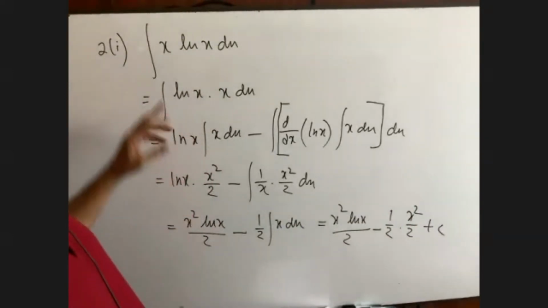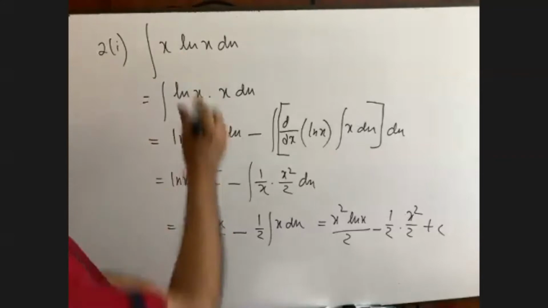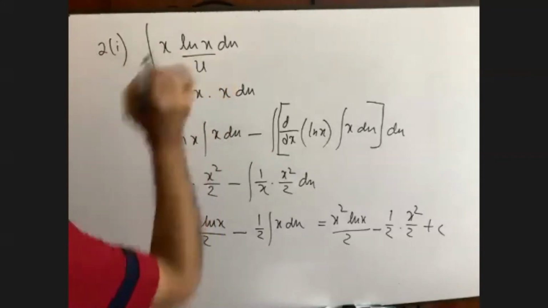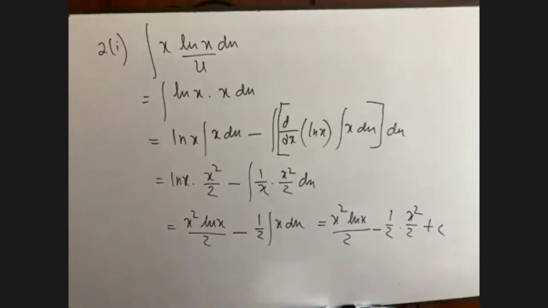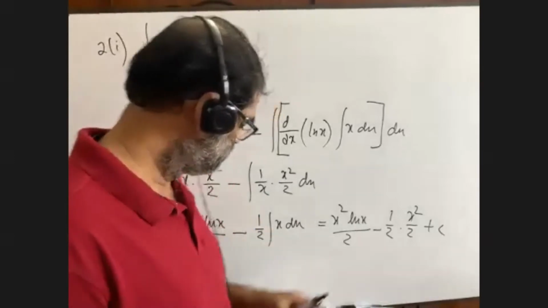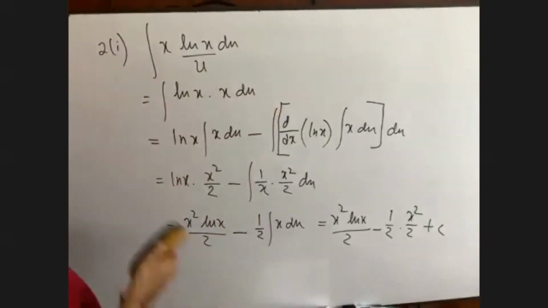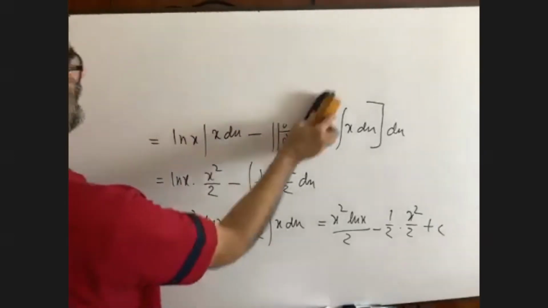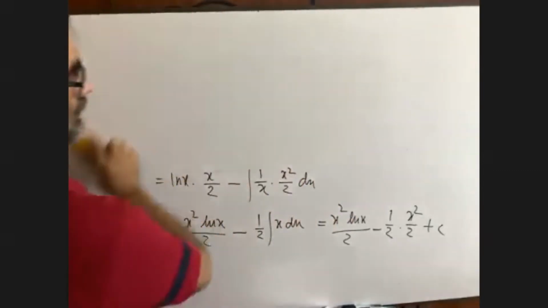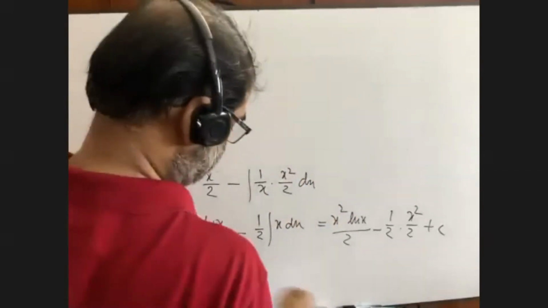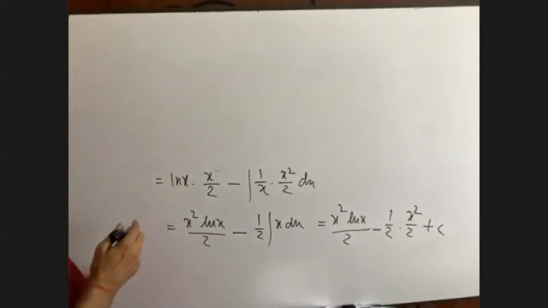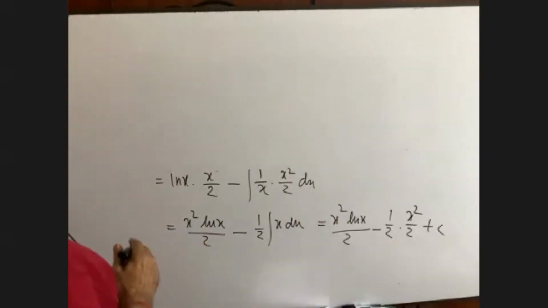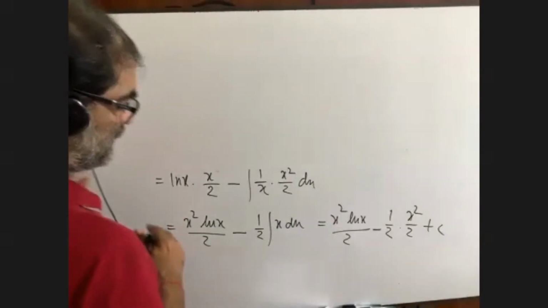For ln x, if you say anywhere ln x, you will take it as u. For ln x, you are required to take it as u. Okay, so we are going to the next math. What happens if we do not take ln x as u? There will be a time that you will fail to do it. I'll show you why it is to be taken.